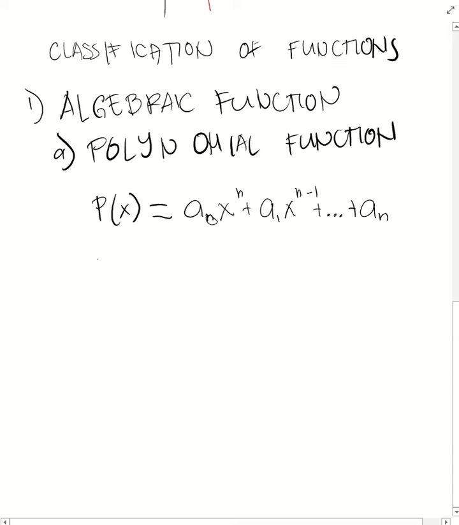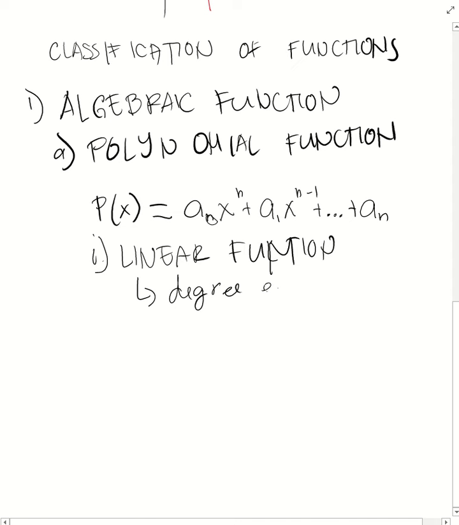So we have the first one, we call it a linear function, a linear polynomial function. This is when the polynomial has a degree equal to 1. If the degree of the polynomial is 1, we call it a linear function. Examples of linear functions are y equals 3x plus 2, and 2x plus 3y equals 5. So these are linear functions when the degree is just equal to 1.